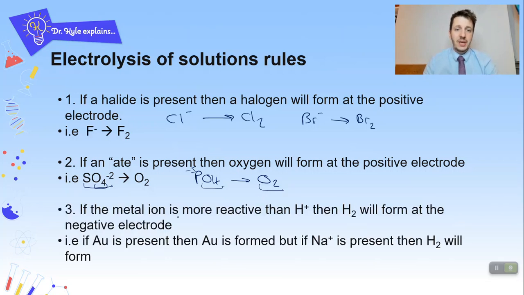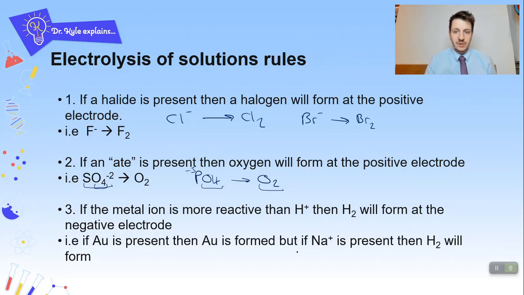Okay, your last rule. If the metal ion is more reactive than the H+, then hydrogen will form at the negative electrode. So, if gold is present, gold is not particularly reactive. Think about the reactivity series. It's very low down the reactivity series. We use it for jewelry. Very, very unreactive metal. And so it's not more reactive than hydrogen.